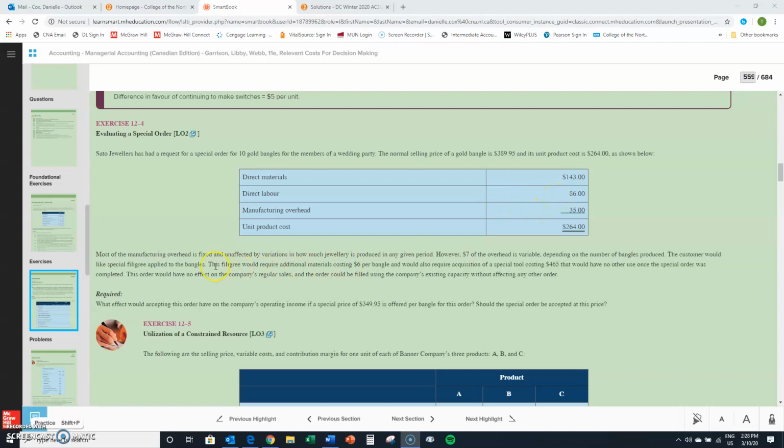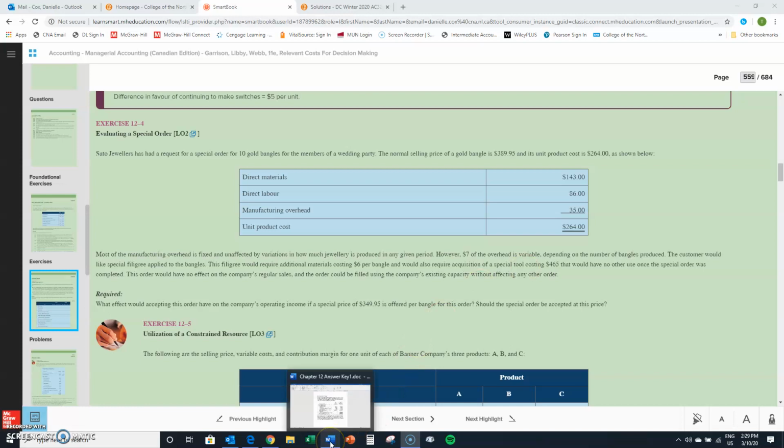Manufacturing overhead, it said most of it is fixed, but $7 of it is variable. So of this 35, only 7 is going to come into play in our decision. It's going to require additional materials of $6 per bangle. So that's another variable cost that we have to take into account. And a special tool that costs $465, but it has no other use afterwards. And then that's the only ones.